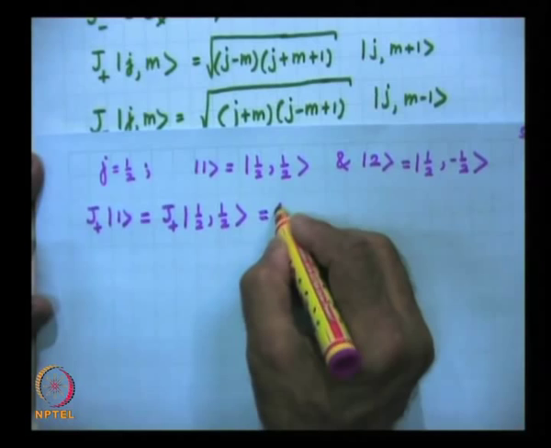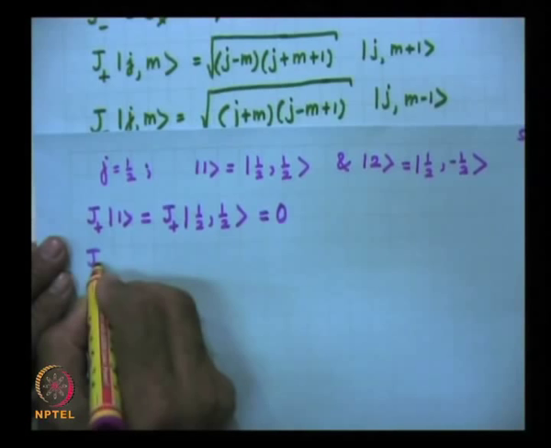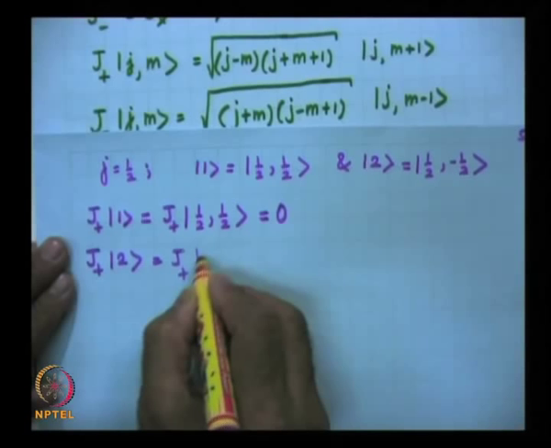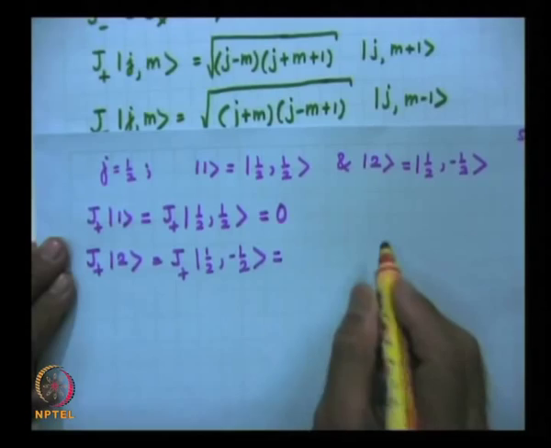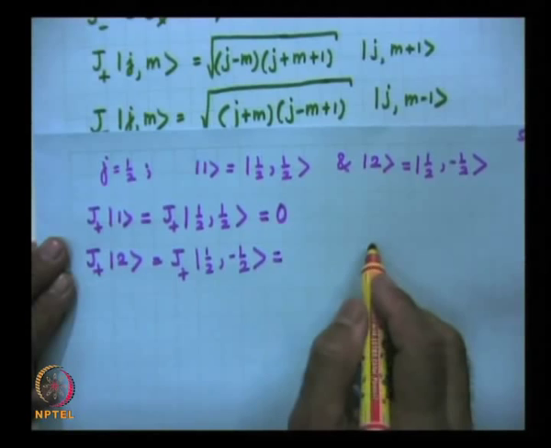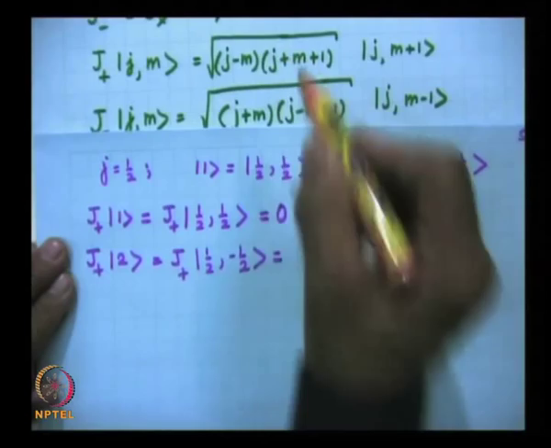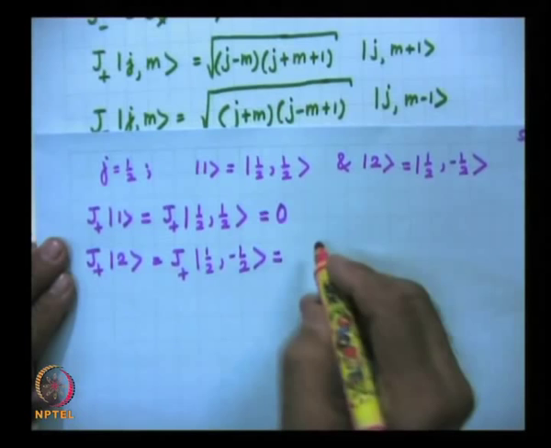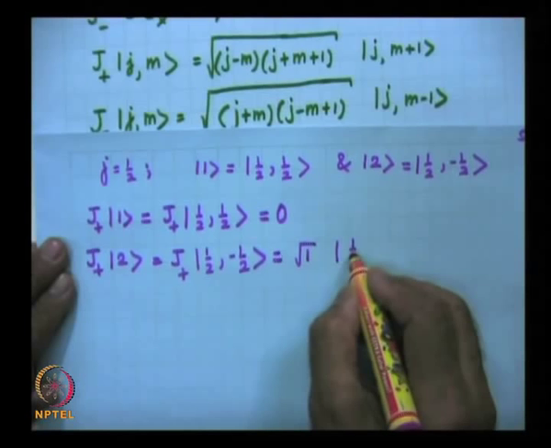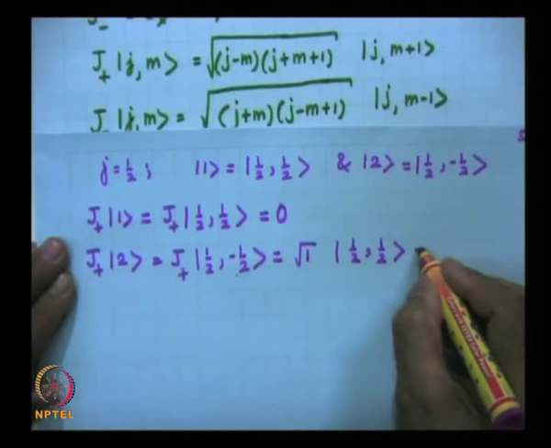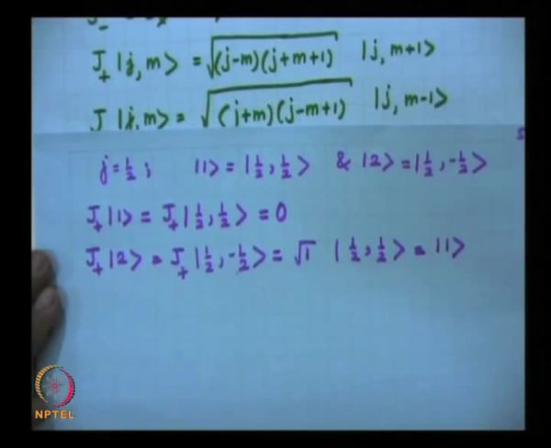Similarly, J plus ket 2 will be equal to J plus ket half, minus half. So, m is minus half. So, half minus half, that is plus half, half plus half is 1 and this is 1. So, this is square root of 1, and this will be half, m plus 1, that is half. Square root of 1 is 1. So, this is ket 1. I hope this is clear.